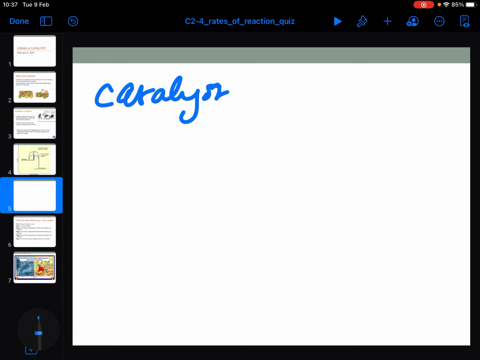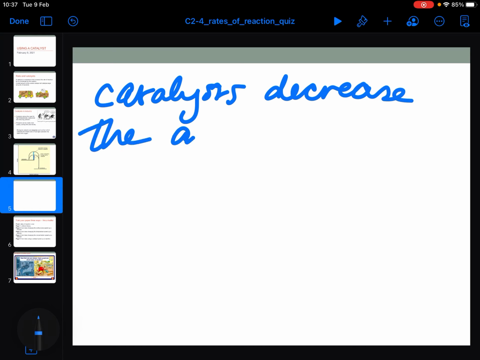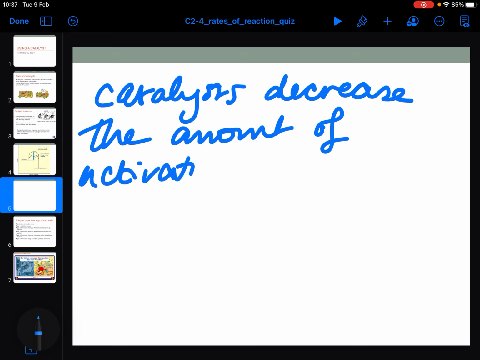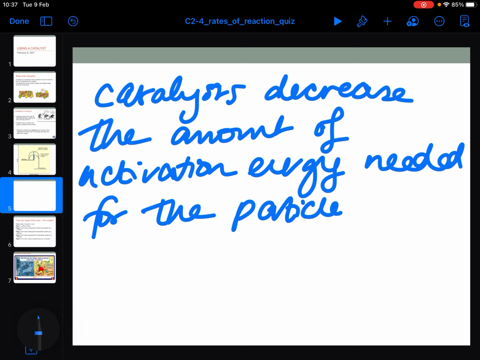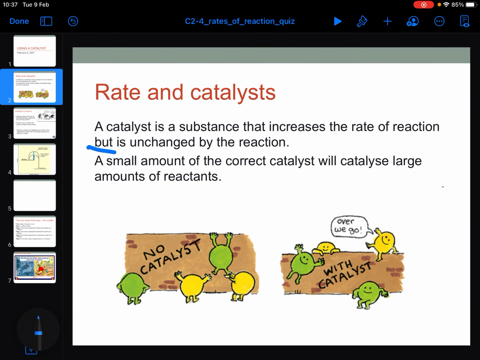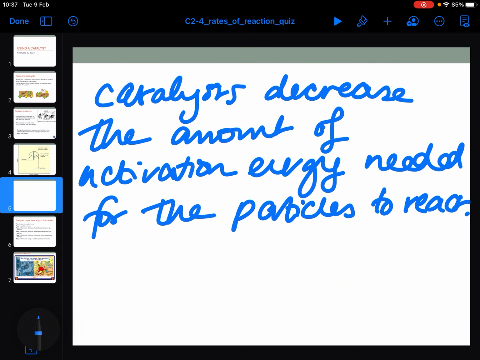Catalysts decrease the amount of activation energy needed for the particles to react. Now, just a quick reminder, and I know you've already written it down, but that key bit of they are unchanged by the reaction, they are still there at the end. Basically, that is really, really important.